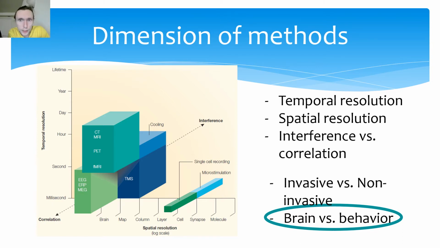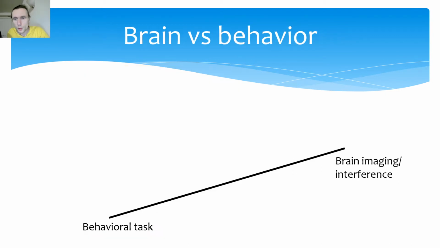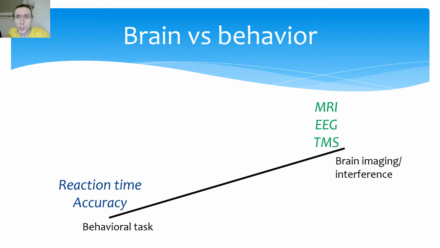So combining a neuroscience method with behavior, that's something that is typically done quite a lot. You give a certain task and observe what the brain activity is. But there are some intermediate things there that I quickly want to talk about. So what do I mean with this dimension? You have, of course, behavioral tasks, let's say a memory task or an attention task, and you're measuring a certain outcome measure, reaction time, accuracy, you name it. And you can combine that with an imaging method or an interference method like MRI, EEG, or TMS.